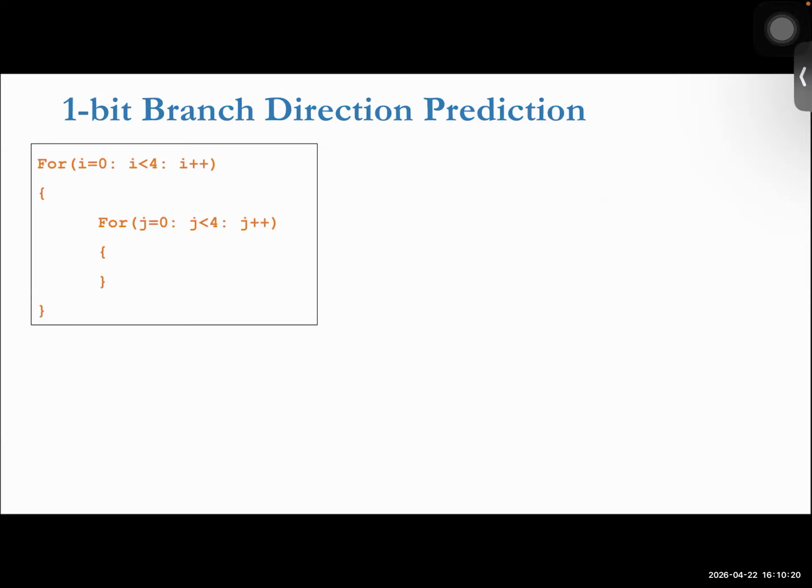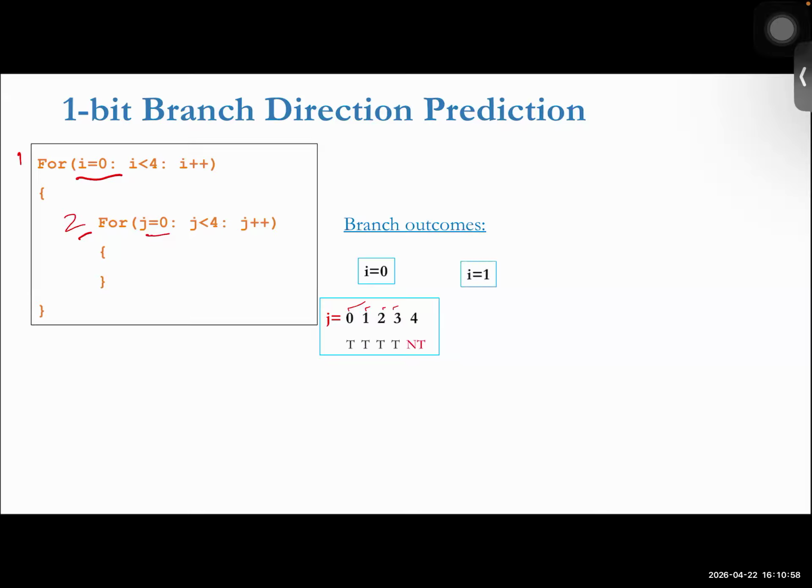So let us see the actual branch outcome. For i equal to 0, this branch will be executed. How many times for j equal to 0, the second branch will be executed? Let us say this one is the first one. So for j equal to 0, 1, 2, 3, because the condition will be true here, it will execute 4 times.